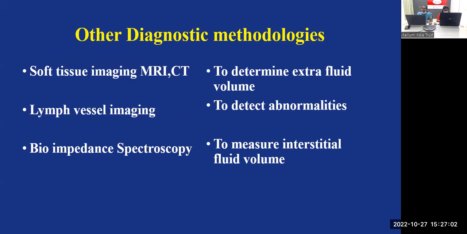What are the other diagnostic methodologies? The first one is soft tissue imaging, such as MRI or CT scan. From this, you can determine the extra fluid volume. The next is lymph vessel imaging, where you can detect any abnormalities. Then bioimpedance spectroscopy, where you can also measure the interstitial fluid volume.